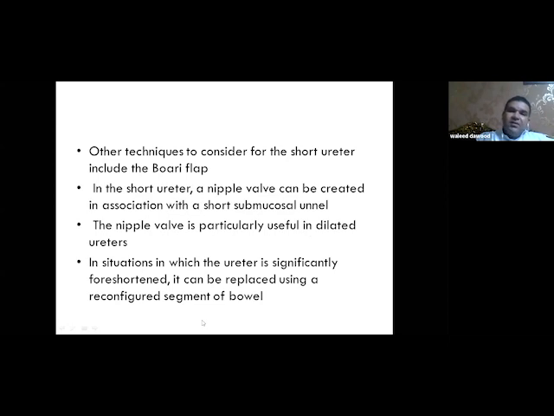Other techniques to consider for the shorter ureter include the Boari flap. For a short ureter, a nipple valve can be created and associated with a short submucosal tunnel. The nipple valve is particularly useful in the dilated ureter, as we said. In a situation in which the ureter is significantly foreshortened, it can be replaced using a bowel segment or Boari flap.